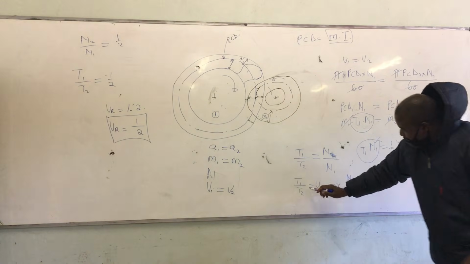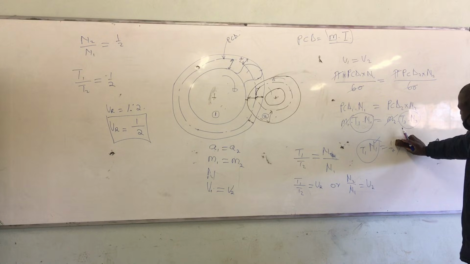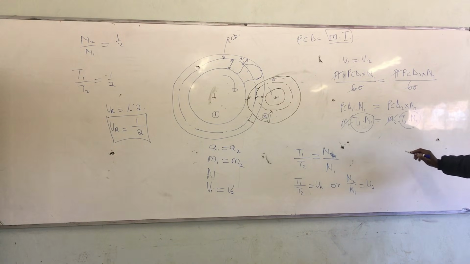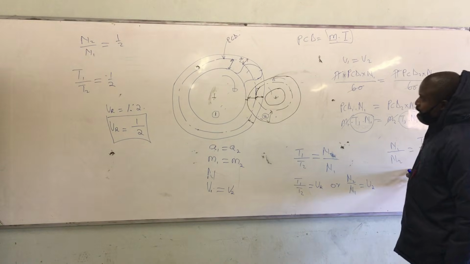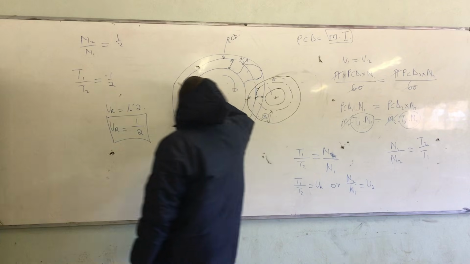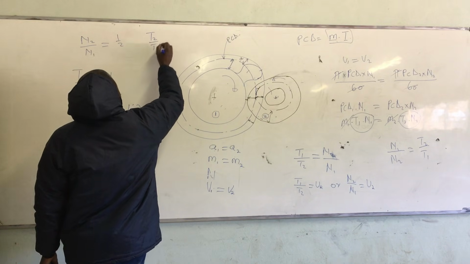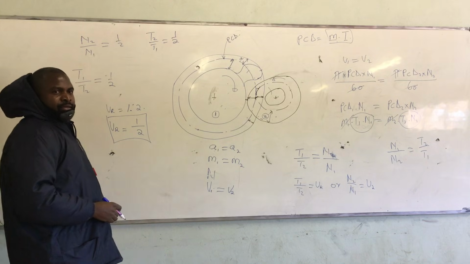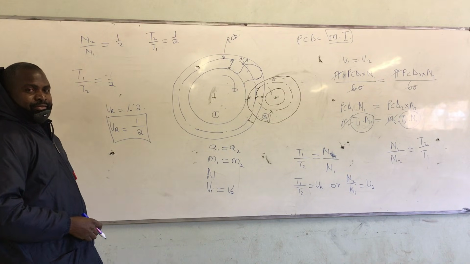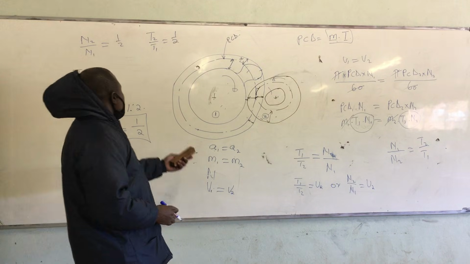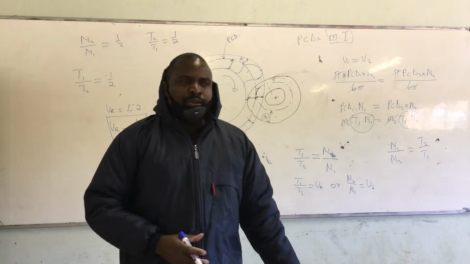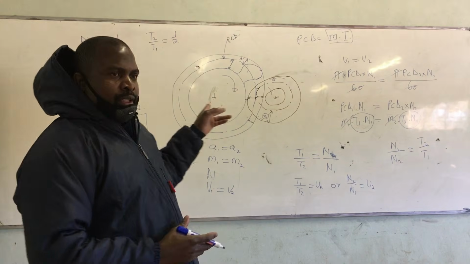But remember, on this speed ratio, I can also write it in this manner. I can still say N1 over N2 is equal to T2 over T1. Do you understand this one? Yes. So I can still write it in this manner. So I'm saying we can also say T2 over T1 is the same as 1 over 2. So what you need to know is, before you use your speed ratio, you must check your gears.